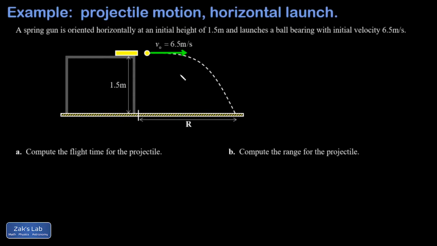In this problem, we're given a spring gun oriented horizontally. It has a height of 1.5 meters above the floor, and it launches a ball bearing with an initial velocity of 6.5 meters per second. We're asked for two different things here.